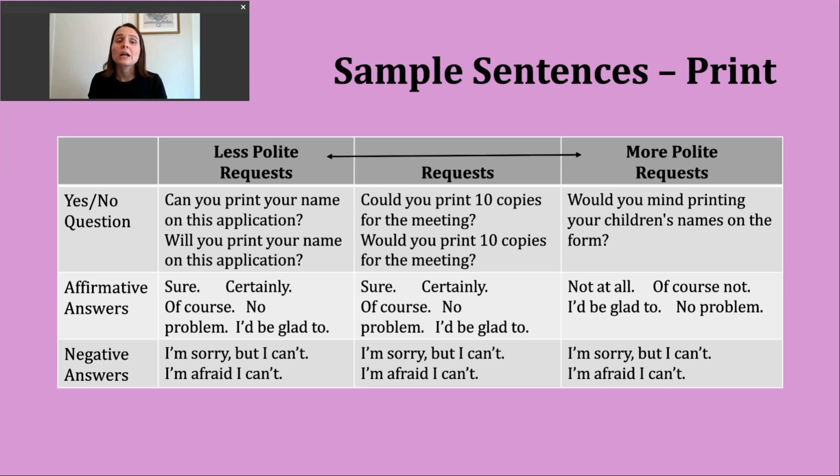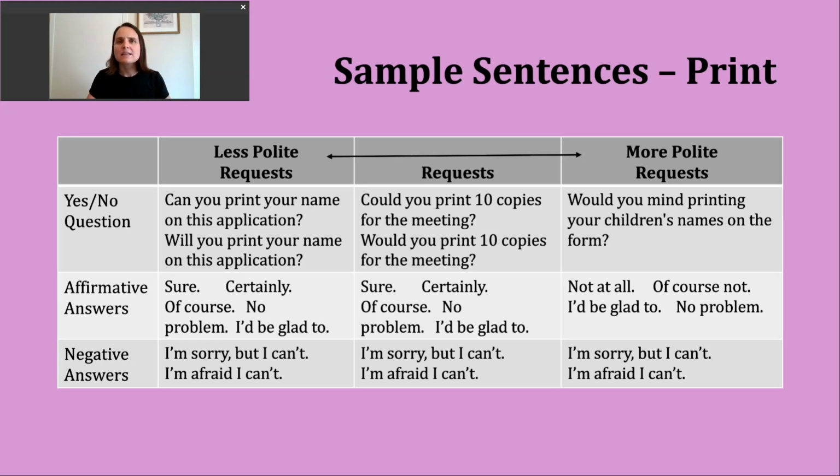So let's start with our less polite requests. To do this, we can use either the modals can or will. So we'll use one of those two words, not both, just can or will. Then we'll have our subject and then the base verb. I've got two examples here. Can you print your name on this application? So here that would again mean write without connecting the letters, or will you print your name on this application? Both of these are fine.